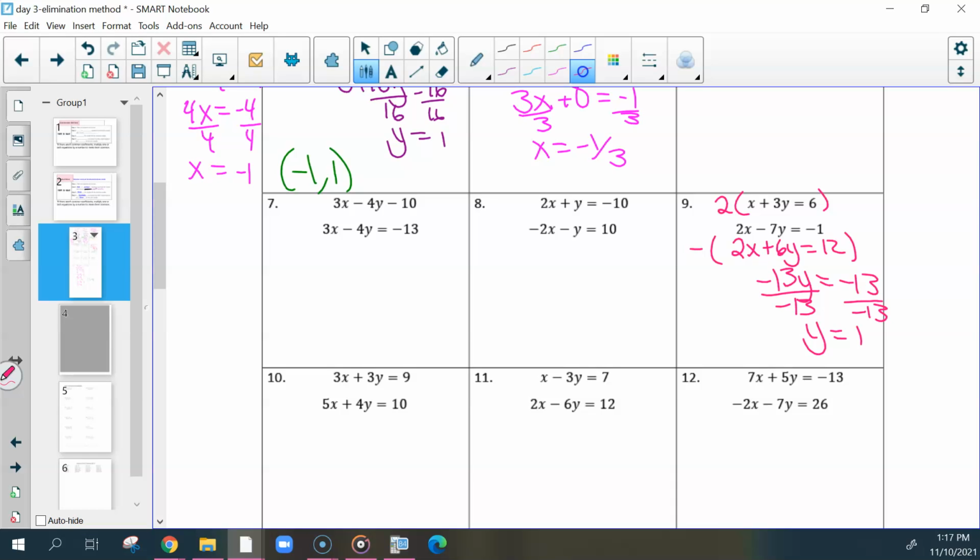Then when you put that back in, you have 3 different options. You can either put this back into one of the original 2, or the one that you changed. It doesn't matter which one. I'm just going to use this first one, x plus y equals 6. So my ordered pair would be 3, 1.